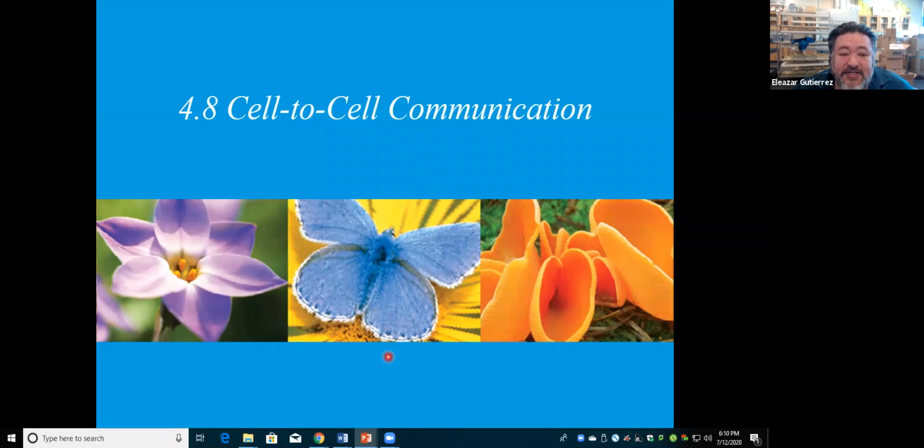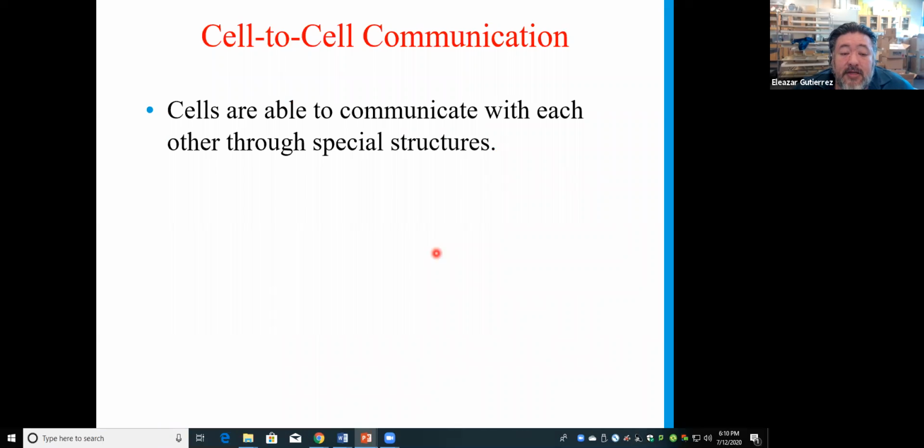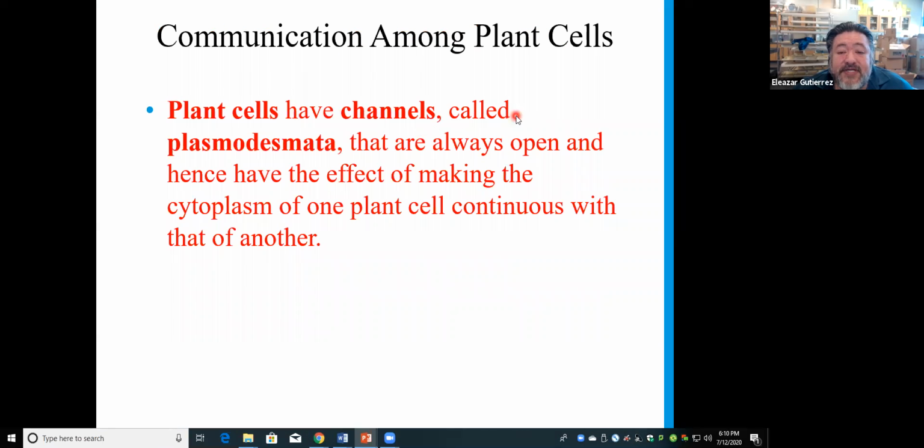Cell-to-cell communication, this is the last topic. Okay, plant cells have channels called plasmodesmata that are always open and hence have the effect of making the cytoplasm of one plant cell continuous with that of another. Why is this important? Because really we need tissues and plants to communicate with each other. And they don't have a nervous system. So this is another way for them to communicate, through these channels called plasmodesmata.